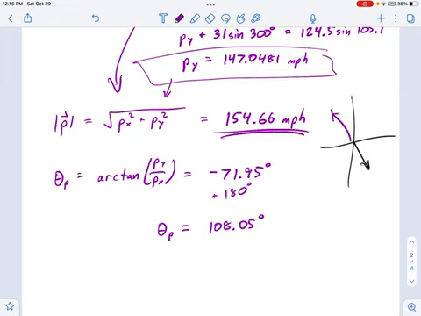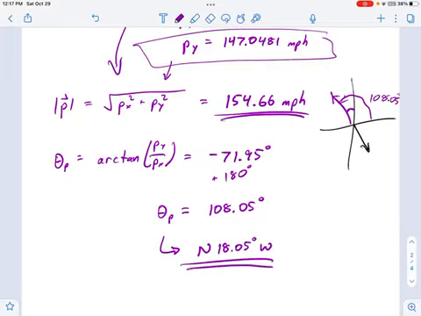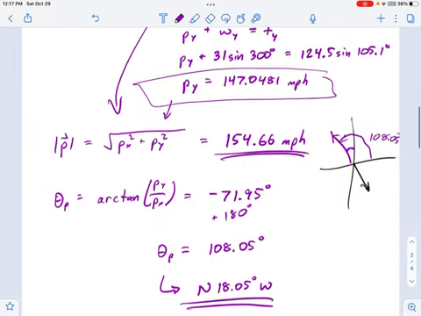Now, if you put that in as your answer, it's going to say you're wrong because it wants the answer as a bearing. So, in other words, north and how much west? This little part right here. This whole thing that I'm drawing, that's your 108.05 degrees. Well, you just subtract 90 off of that and you get your bearing. Okay, so this is going to turn into north 18.05 degrees west. And there you go, airplane pilot, you have gotten to your destination.